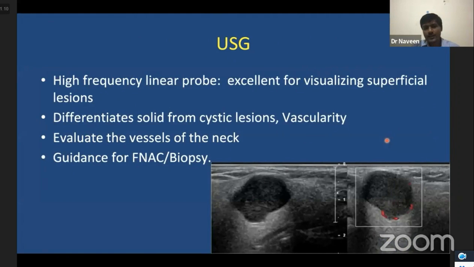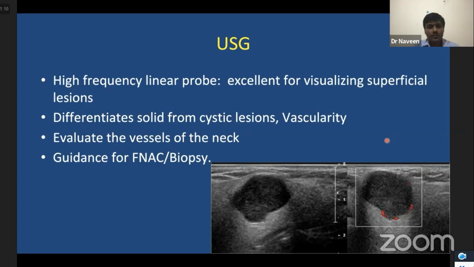The role of USG is that it helps in visualizing the superficial lesions. Here we use a high frequency linear probe in visualization of superficial lesions, such as in imaging of parotid gland lesions, masticator space lesions and submandibular spaces. However, for lesions in the deep spaces like parapharyngeal spaces, pharyngeal mucosal spaces, and retropharyngeal spaces, it is very poor in imaging the deep spaces.